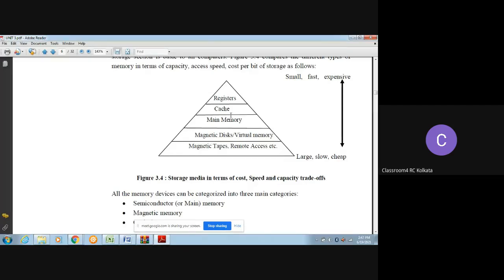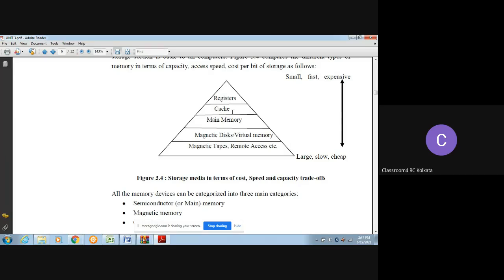Whereas between cache and the main memory, there is also a speed difference. Cache is much faster than the main memory, and the main memory is larger in size compared to the cache. Again, go to the register. Register is a very small storage area, small in size, but very fast compared to the cache or the main memory. But then, what is the function of the cache?